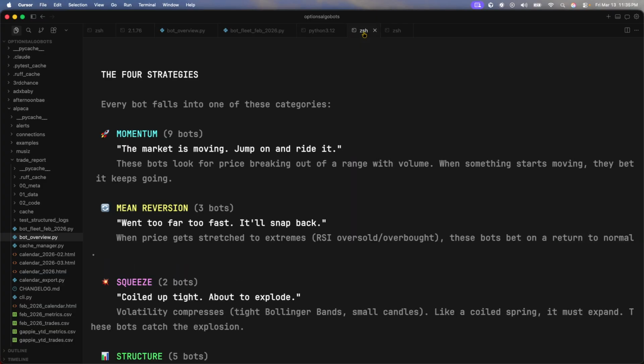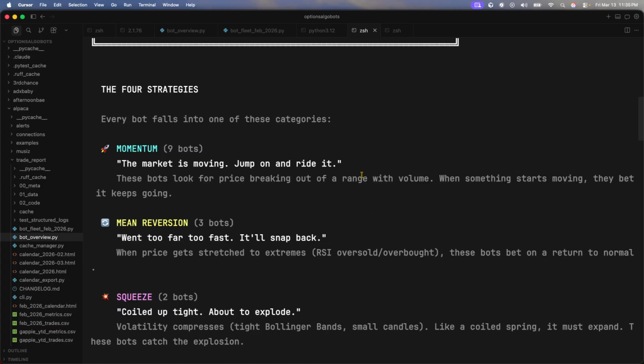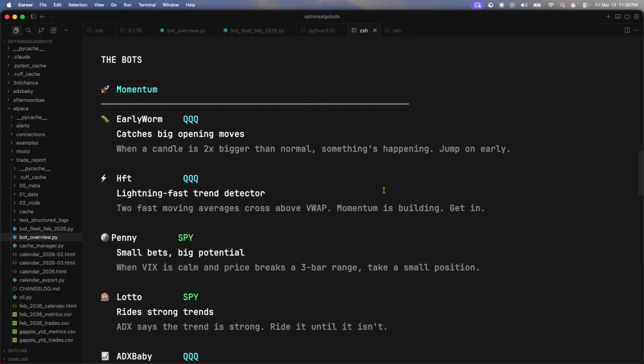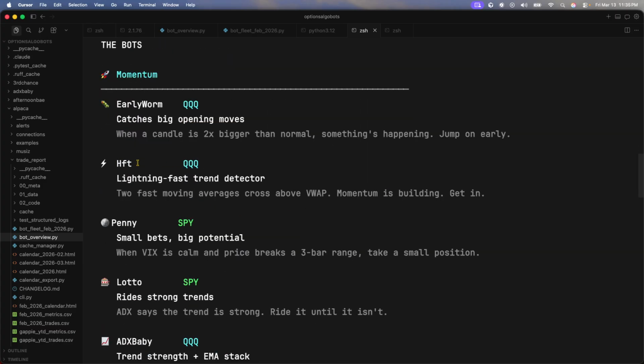Then we also have, let's go here. I like this file output a little bit better. So what I want to do is just pick a couple of bots, then we're just going to go over them real quick, right? So I have HFT Baby, which is our high frequency trading bot. It's lightning fast. It is a trend detector. So it's fast moving averages crossing above the VWAP, and the fast moving averages that this bot uses are the EMA, which is the exponential moving average, and also the SMA, and then it's looking for those to cross over the VWAP.